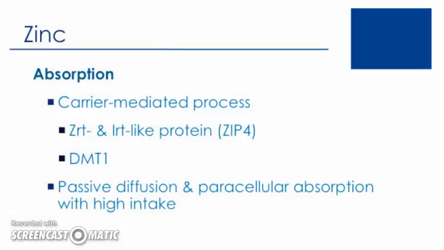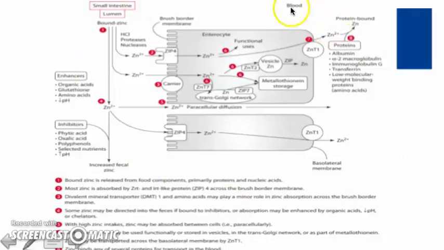So it's a carrier-mediated process, but there are several carriers involved in the absorption through the brush border membrane. Also, we see that with high intakes of zinc, it can be absorbed by passive diffusion or paracellular absorption. And we'll see here the diagram of the first digestion and then absorption of zinc. Also, we see the metabolism within the enterocyte and then the transport through the basolateral membrane into circulation.